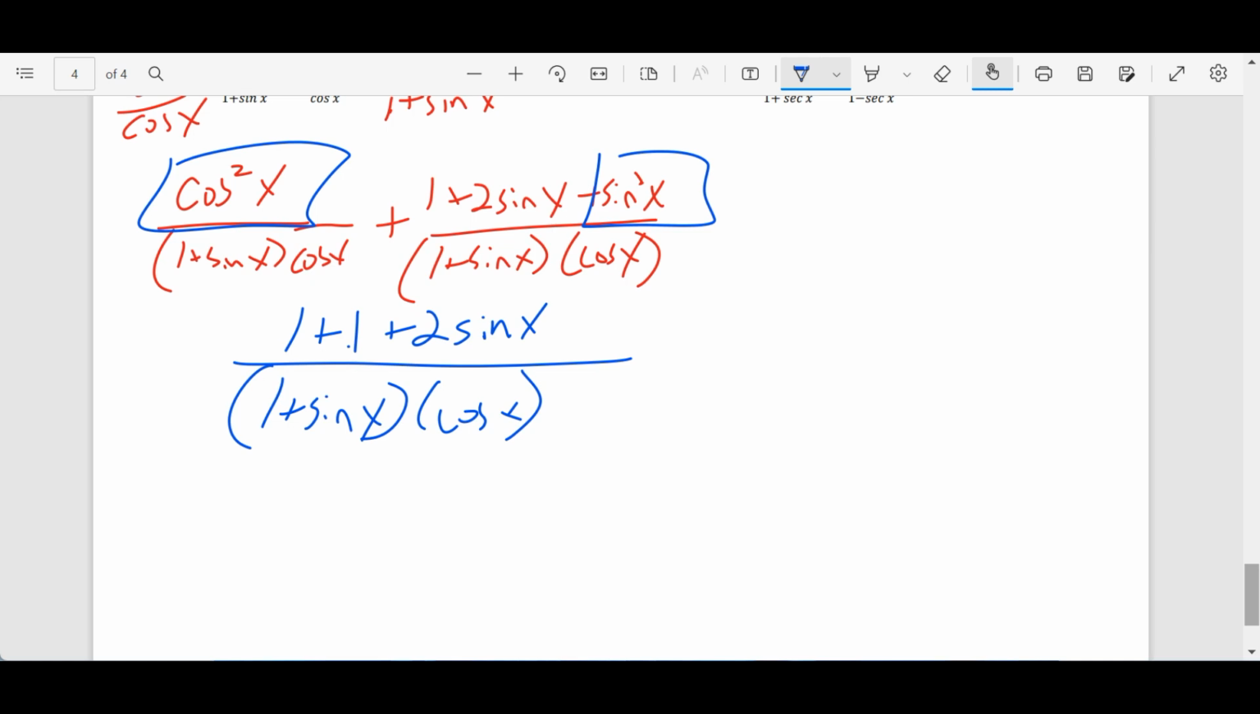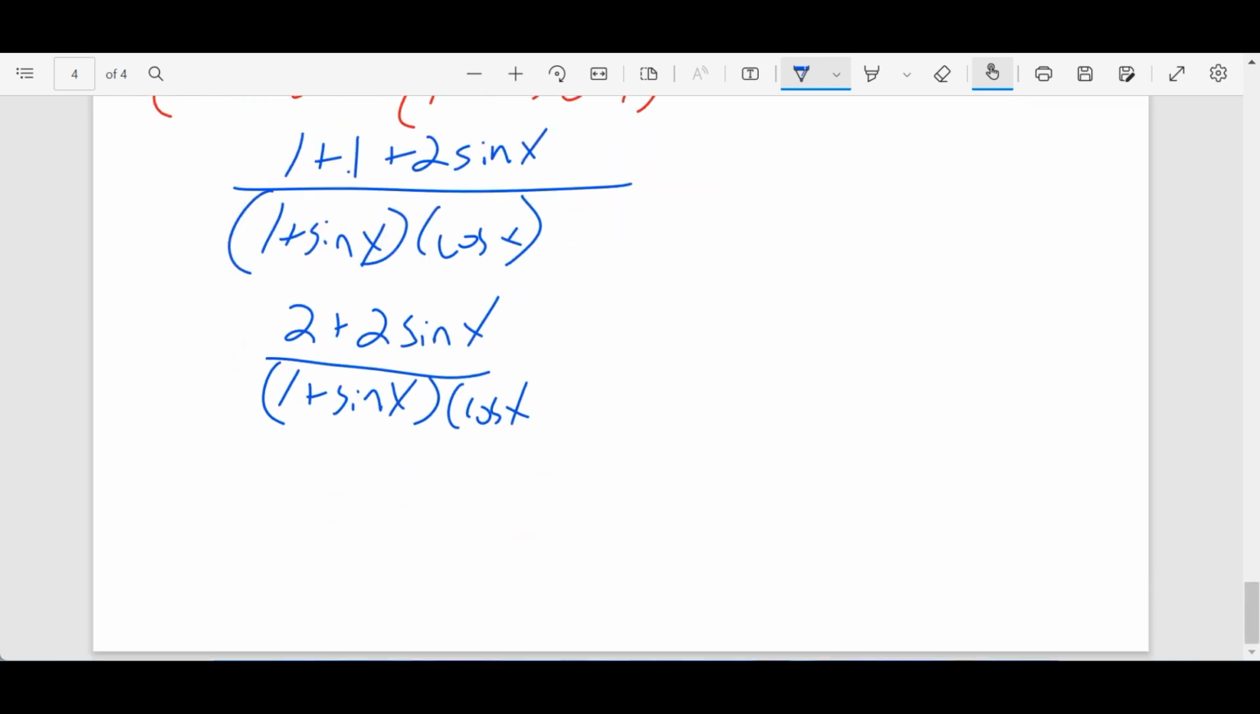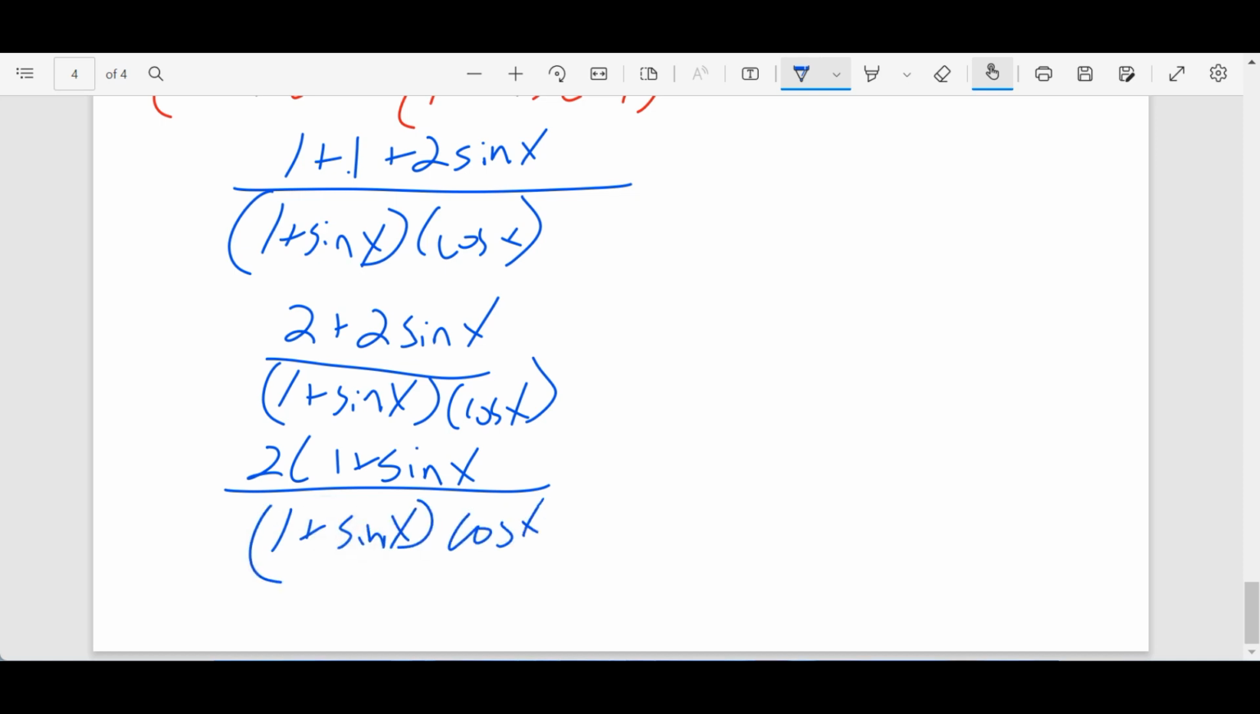So I can write my denominator down. 1 plus 1 is 2. Both terms up top have a 2, so we can factor out a 2 as well. And when we factor out a 2, let's write down what I already have. What do we notice? 1 plus sine x, I factor out a 2, and the 1 plus sine x is canceled, giving me 2 over cosine x. As we know, the reciprocal of cosine, we need to simplify it all the way, so it'll be 2 secant x. That's your answer for the first one.